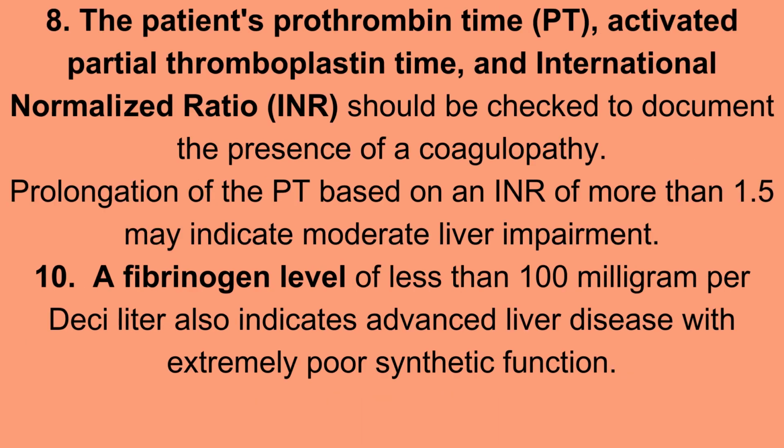8. The patient's prothrombin time, PT, activated partial thromboplastin time, and international normalized ratio, INR, should be checked to document the presence of a coagulopathy. Prolongation of the PT based on an INR of more than 1.5 may indicate moderate liver impairment. 10. A fibrinogen level of less than 100 mg per deciliter also indicates advanced liver disease with extremely poor synthetic function.